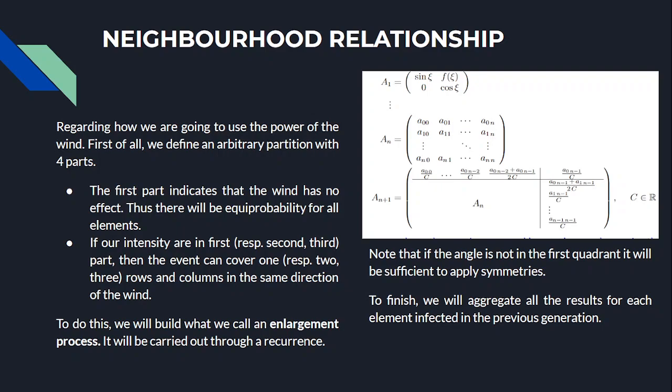In other words, the number of rows and columns to be added depends only on the power of the wind, in particular on which part of the partition it belongs to. Moreover, we will set a constant c whose function is to adjust the probability of infection according to the distance to the infectious cell. Finally, we have to do this process for every single element in the set of infected elements, and in order to obtain the neighborhood relationship, we will aggregate all these results.